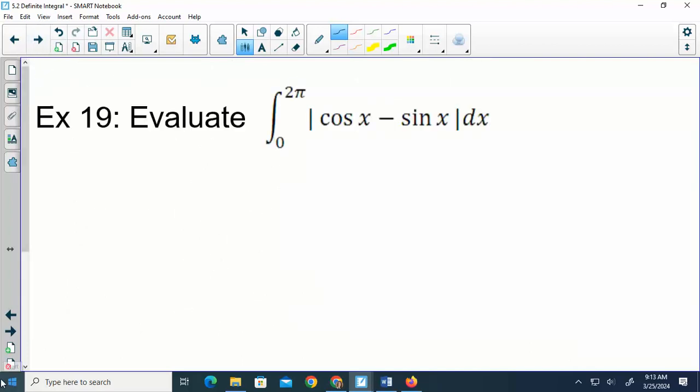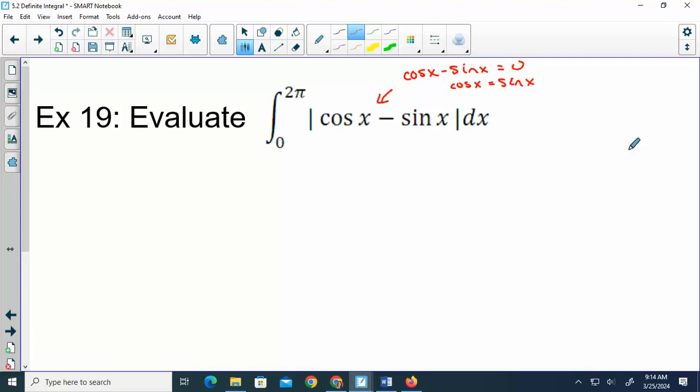But I do want to do one more absolute value one. The integral from 0 to 2 pi of the absolute value of cosine x minus sine x. Okay, so our breaking point has to be when the inside equals 0, which is when cosine is equal to sine.